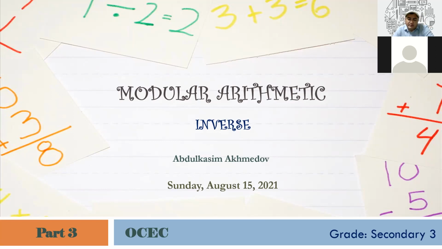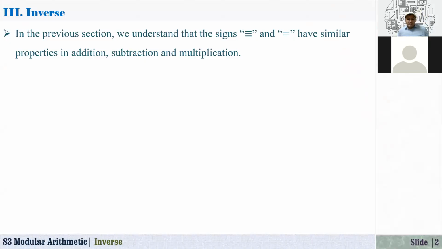Actually, inverse is a mathematical term used in different topics, and depending on the context it has different meanings, but after all the general meaning is the same, like inverse function, multiplicative inverse of a number, inverse of a fraction, and so on. But here we will use this idea to solve modular equations, equations that involve modular arithmetic. In the previous section, we understood that congruent and equal signs have similar properties in addition, subtraction and multiplication, right?